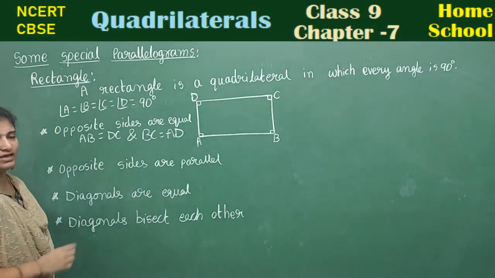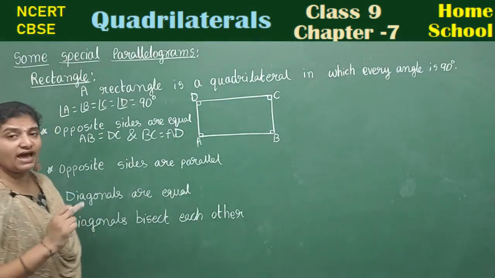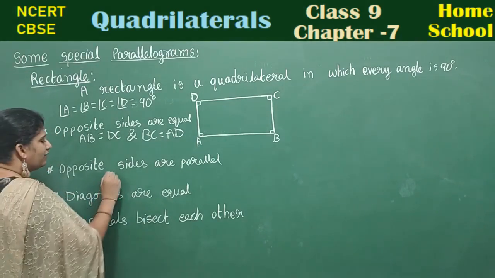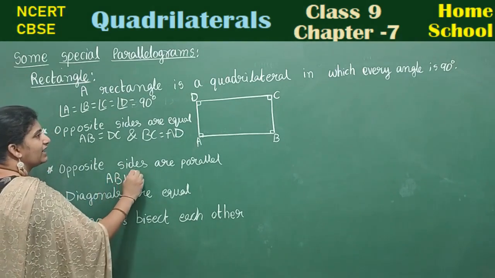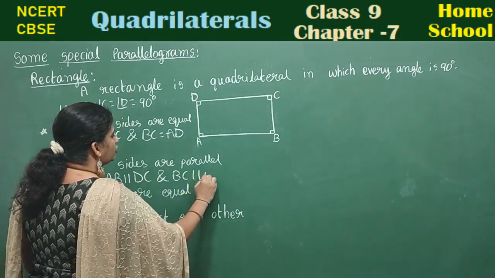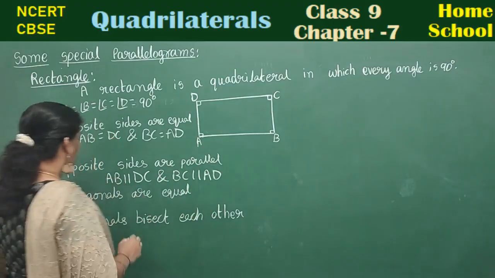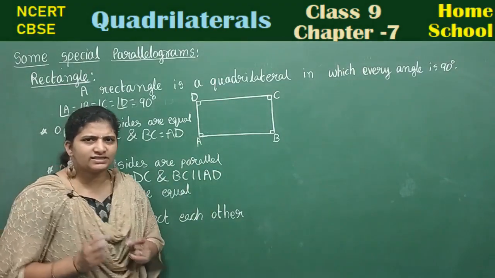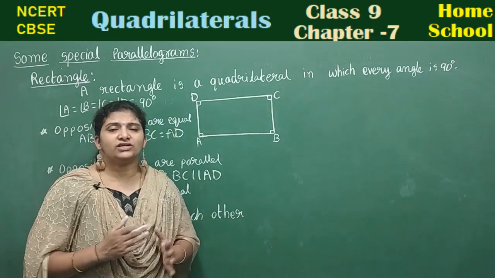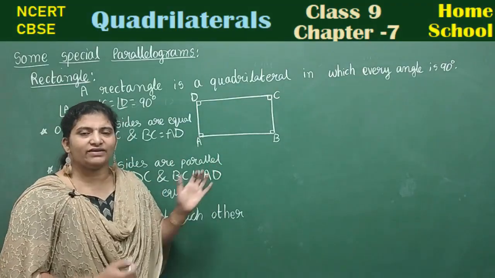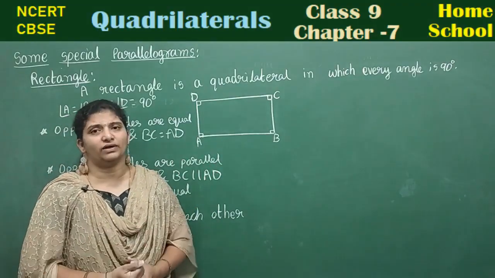Opposite sides are equal. Opposite sides are parallel. That means AB is parallel to DC and BC is parallel to AD. Next one. Diagonals are equal. What is this condition, children? Till now we have seen only diagonals bisecting. But in this quadrilateral, we are saying that diagonals are equal.